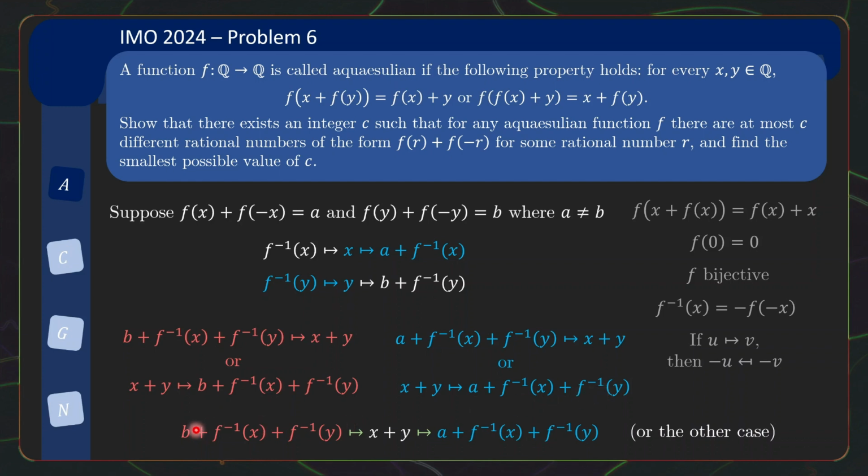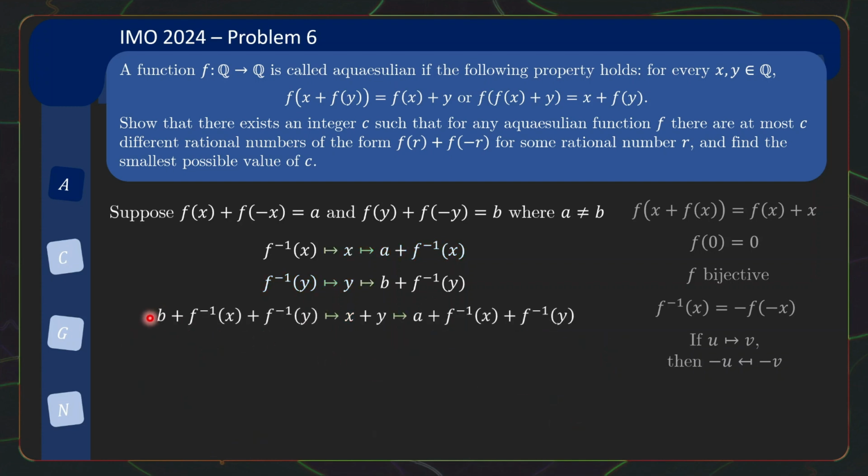So let's focus on this case. We have yet another chain over here. And I promise you, we'll only need one more chain and then we'll be done. The last chain that we need is flipping this relationship backwards using this property.